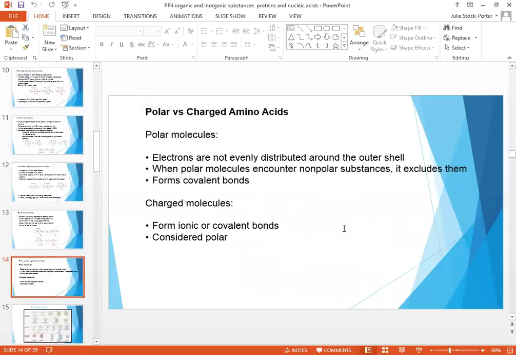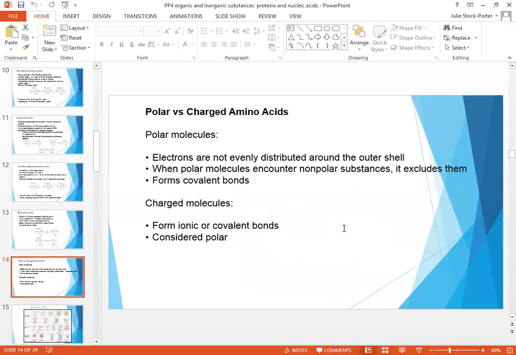Polar versus charged amino acids. Polar molecules, their electrons are not evenly distributed around the outer shell, and when polar molecules encounter nonpolar, they exclude them. They form covalent bonds. And charged molecules are going to form ionic or covalent bonds, and they are considered polar.